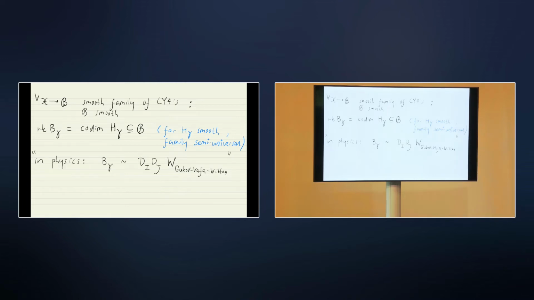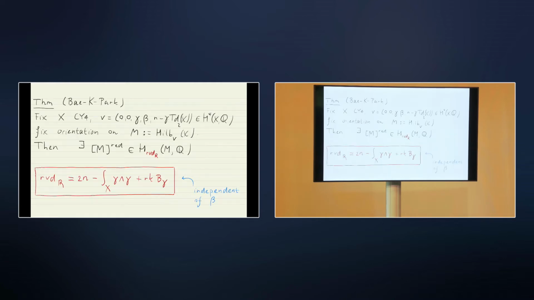Okay, so having this notation in place, what is the theorem? The theorem is this. We fix a Calabi-Yau fourfold X and a Chern character where we have a surface class gamma, a curve class beta, and n, a number. We fix an orientation on our Hilbert scheme of surfaces. Then there exists another virtual class, a reduced virtual class, again in the homology of the moduli space, and this time the degree in which it lives is the old number that you get out of the previous class, 2n minus the integral over X of gamma squared, the surface class.